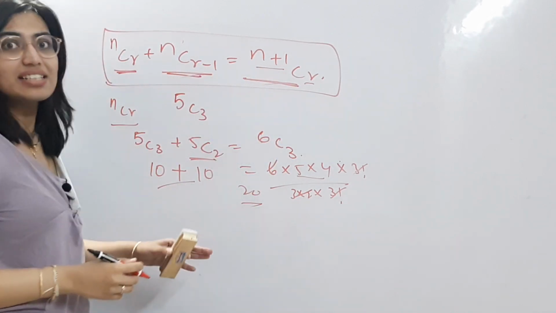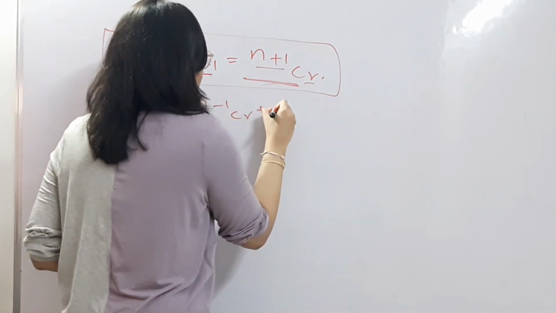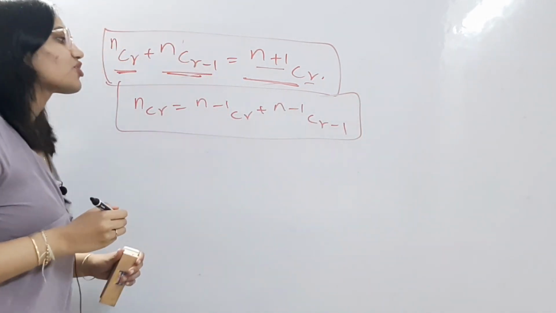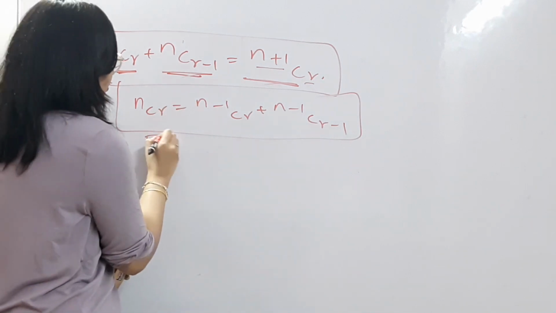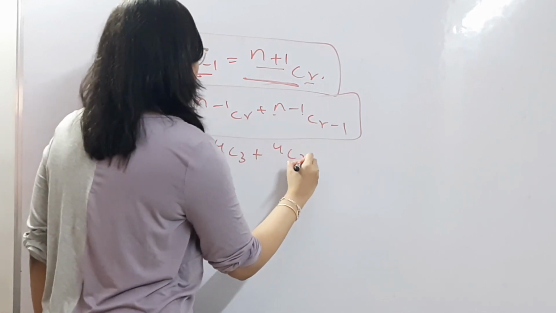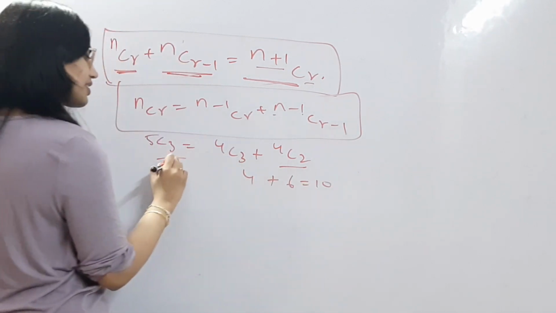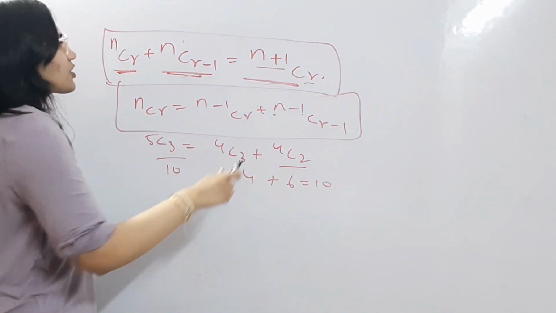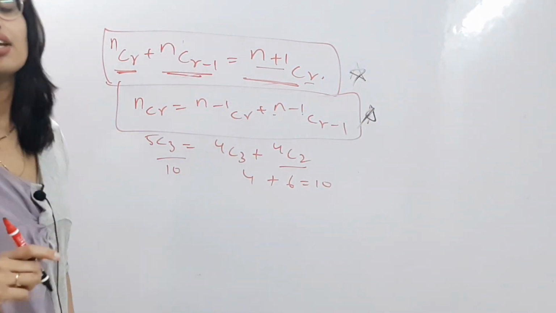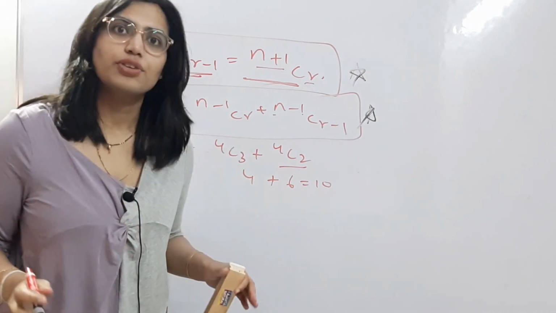That is the reason nCr plus nC(r minus 1) is equal to (n plus 1)Cr. Okay. Along the same lines, there is one more property, that is nCr is equal to (n minus 1)Cr plus (n minus 1)C(r minus 1). These two properties are extremely important. Again, you can prove this. 5C3 is equal to 4C3 plus (5 minus 1) is 4C2. So what is 4C2? 6, plus 4C3 is 4, gives 10. 5C3 is 10? Yes. Okay. So please do remember these two rules very carefully. These are extremely useful in any of your problems.